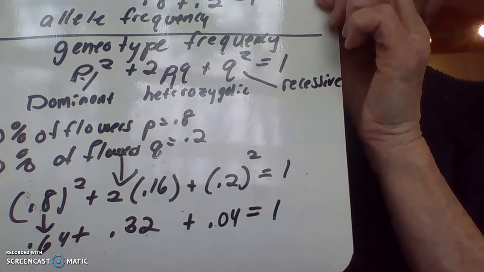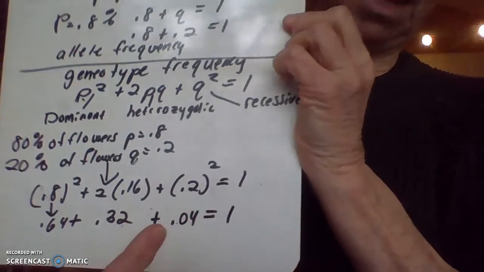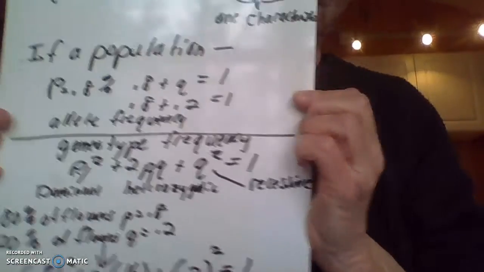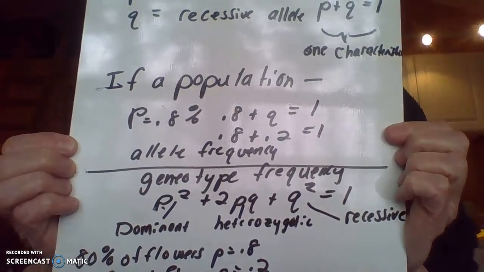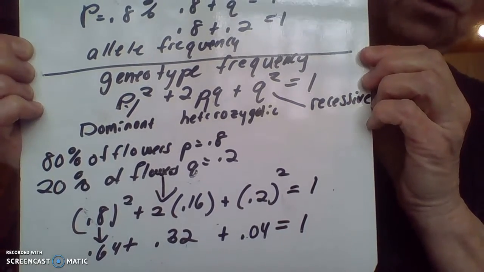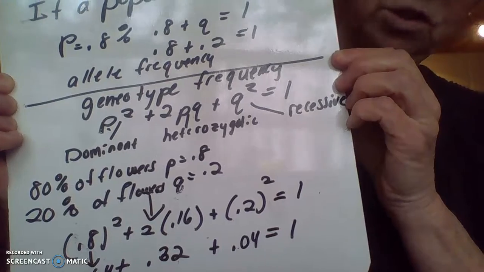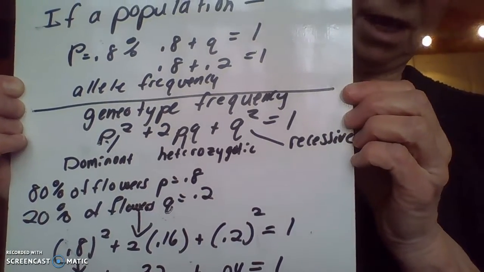Whereas the P squared is for the completely dominant trait. And Q squared is for the completely recessive trait. Now, 2PQ is the first time we've seen P and Q. That is for the person that's the mix, 1 dominant and 1 recessive trait, heterozygous.